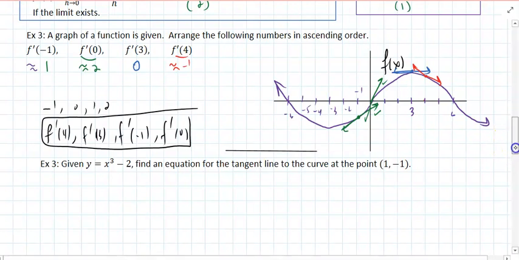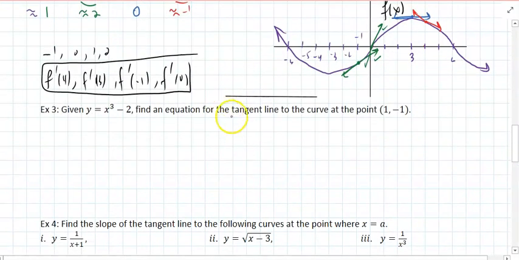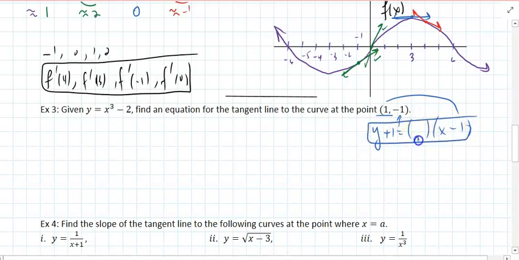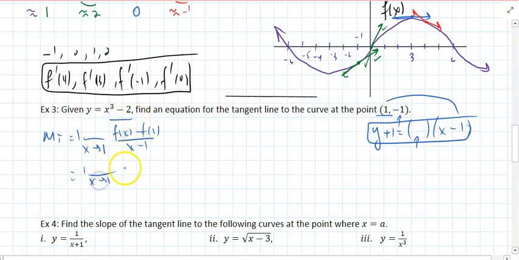Given y equal x cubed minus 2, find an equation for the tangent line to the curve at the point 1, -1. y minus y1 equal m into x minus x1. We're almost done. All I need is the slope of the tangent. To find the slope of the tangent, I'm going to use the limit as x approaches 1 of f of x minus f of 1 over x minus 1. You could use either form. If it's a polynomial, it turns out this works out really efficiently.